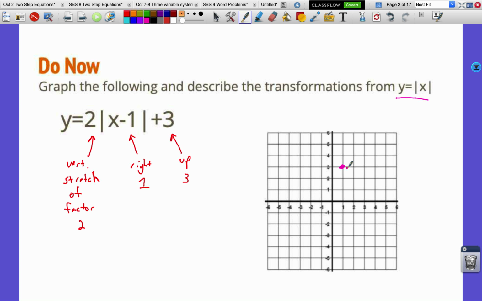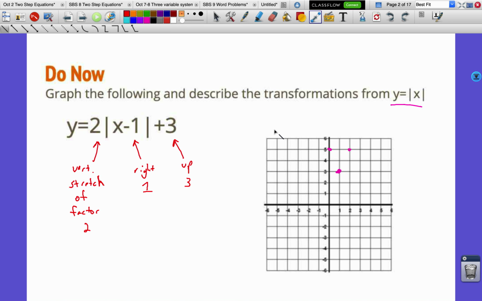Here's my new vertex, and then the vertical stretch of factor 2 means that now the walls are a little bit steeper. Now they have a slope of 2 and -2 off to the sides, and I can connect those up to make a V-shaped graph like that.